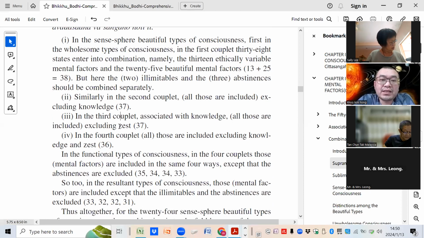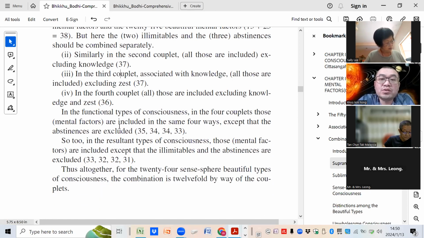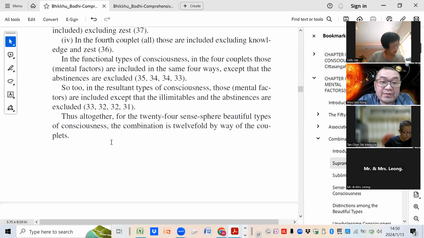Similarly, in the second couplet, all those are included excluding knowledge: 37. In the third couplet, associated with knowledge, all those are included excluding zest: 37. In the fourth couplet, all those are included excluding knowledge and zest: 36. In the functional type of consciousness, in the 4 couplets, those mental factors are included in the same four ways, except that the abstinences are excluded: 35, 34, 34, 33. So too, in the resultant type of consciousness, those mental factors are included except that the illimitables and the abstinences are excluded: 33, 32, 32, 31.